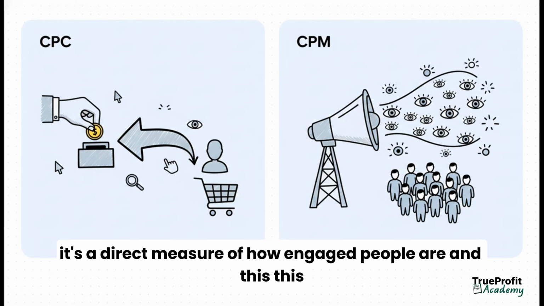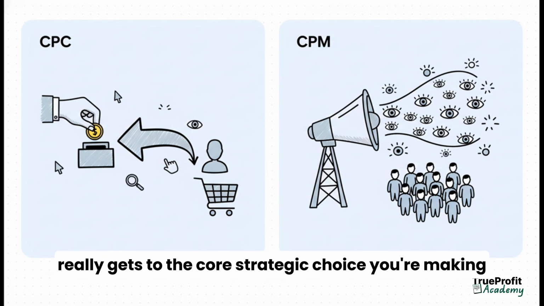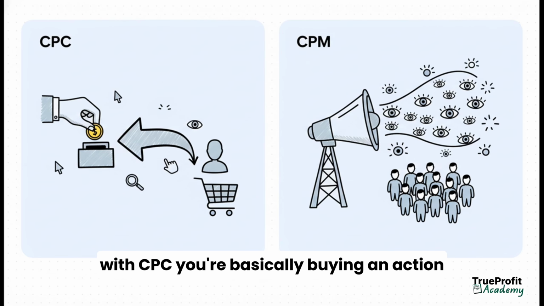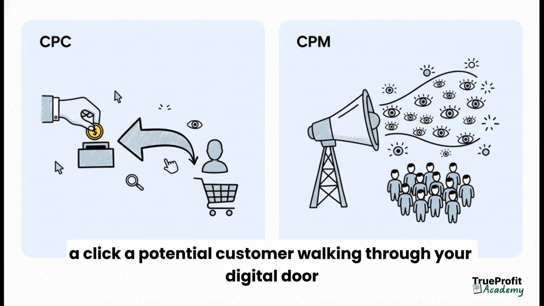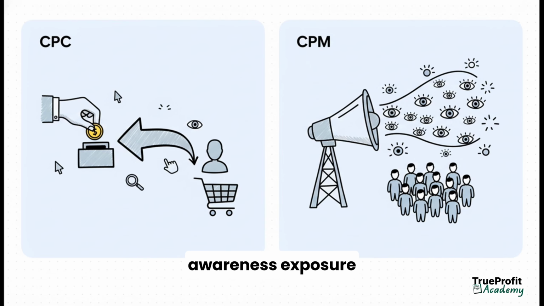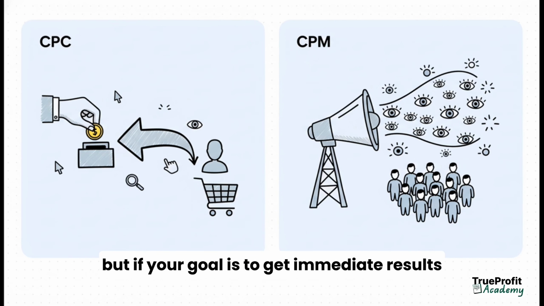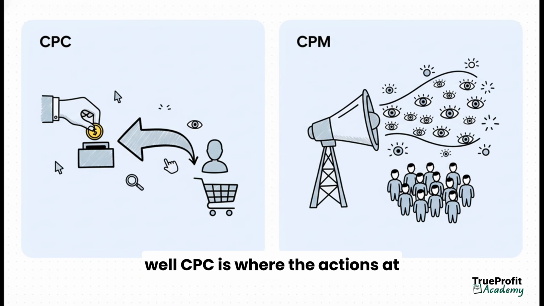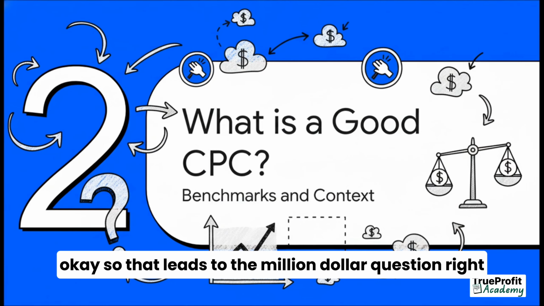And this really gets to the core strategic choice you're making. With CPC, you're basically buying an action, a click, a potential customer walking through your digital door. With CPM, you're just buying eyeballs, awareness, exposure. Now, both are totally valid, but if your goal is to get immediate results, well, CPC is where the action's at.